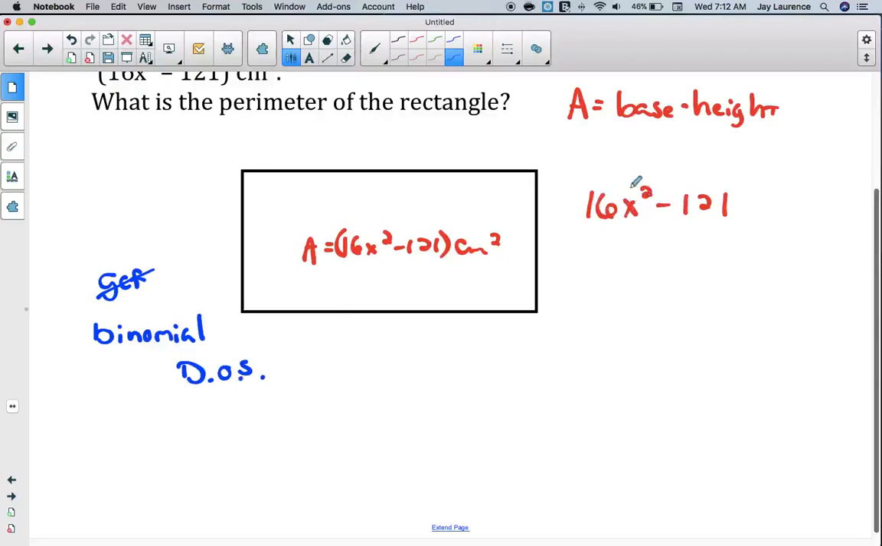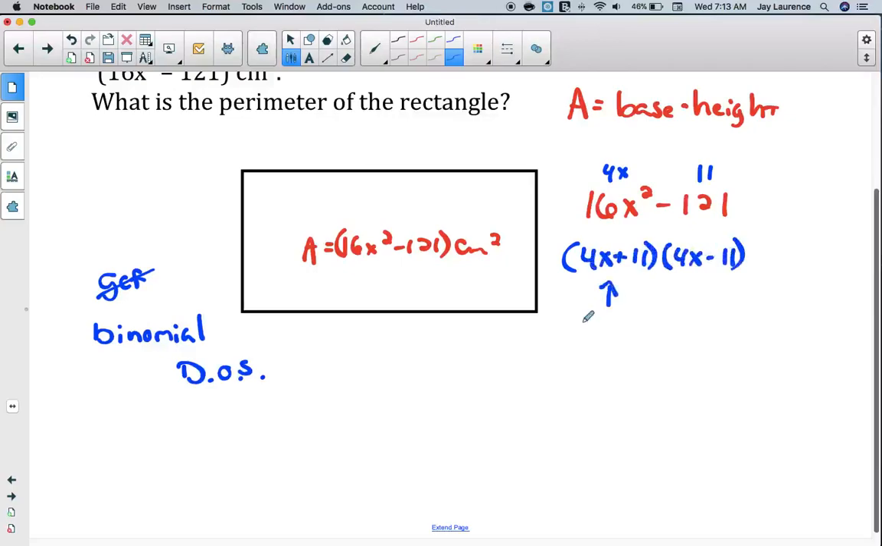Okay, so let's see. This is a perfect square. The square root is 4x. And this is a perfect square. 11 is the square root. And sure enough, there's subtraction right there. This is going to factor as 4x plus 11 and 4x minus 11.